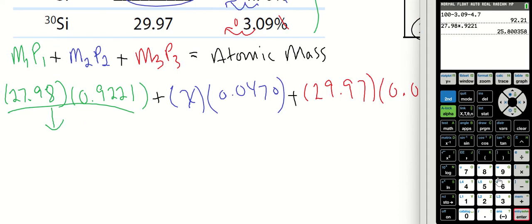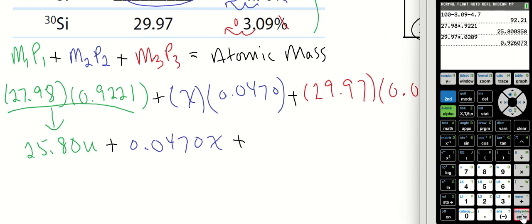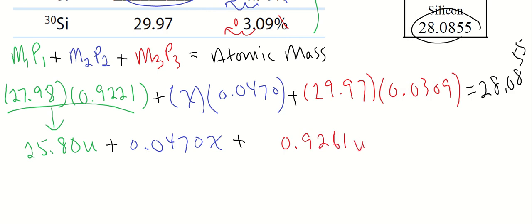25.80. All right, and this here is just going to be 0.0470x plus 0.9261. All right, that's that part there. And all of that's going to be 28.0855 units.